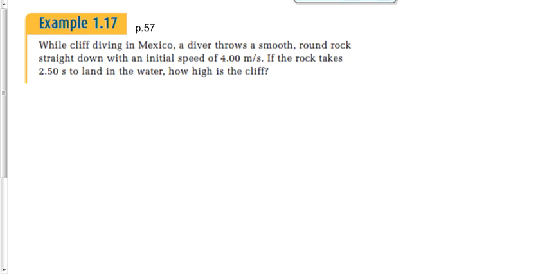All right, let's take a look at a question on page 57. It says, while cliff diving in Mexico, a diver throws a smooth, round rock straight down with an initial speed of 4 meters per second. The rock takes 22.5 seconds to land in the water. How high is the cliff?